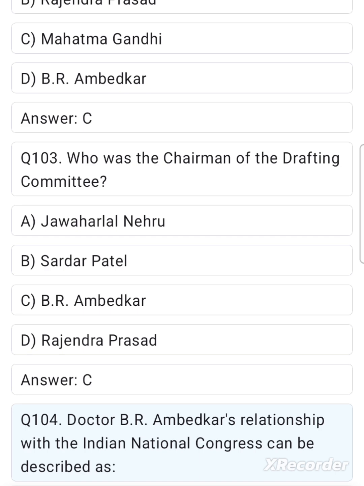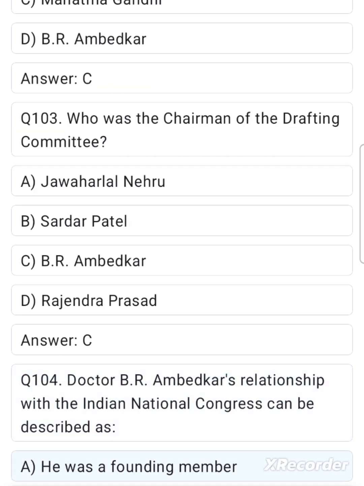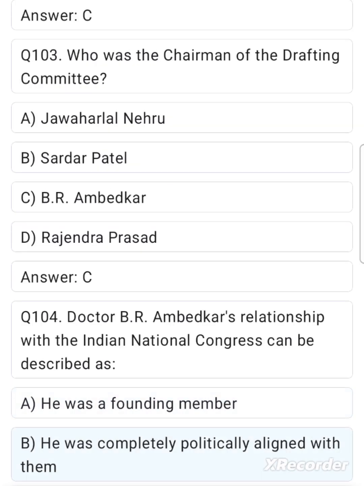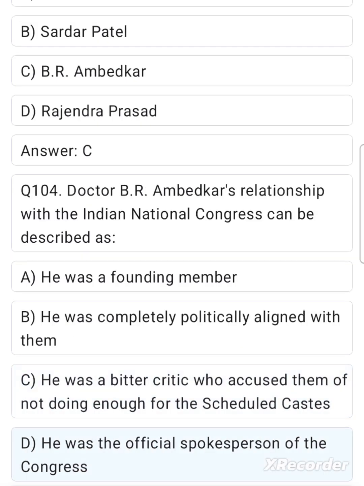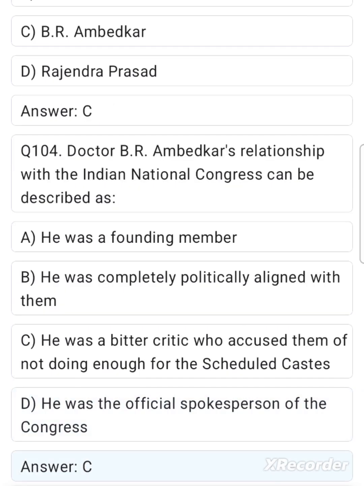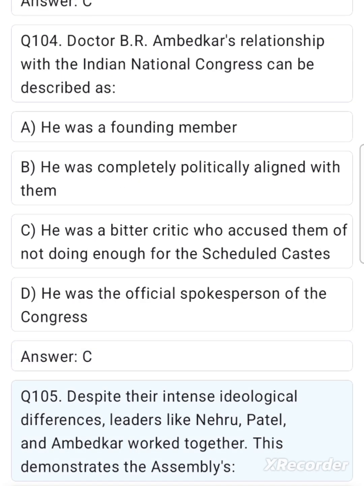Q104. Dr. B.R. Ambedkar's relationship with the Indian National Congress can be described as A. He was a founding member. B. He was completely politically aligned with them. C. He was a bitter critic who accused them of not doing enough for the scheduled castes. D. He was the official spokesperson of the Congress. Answer C.